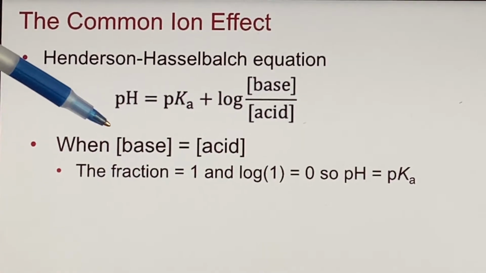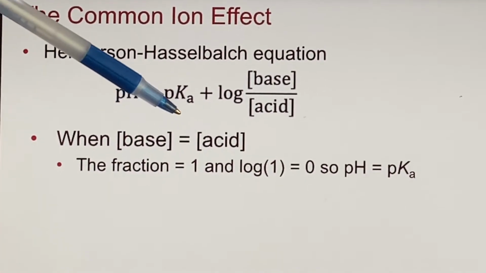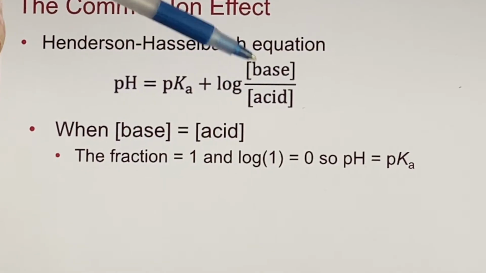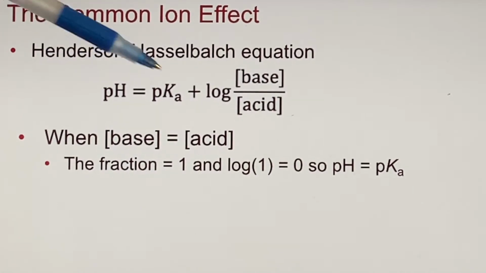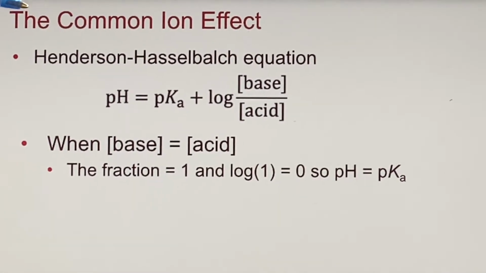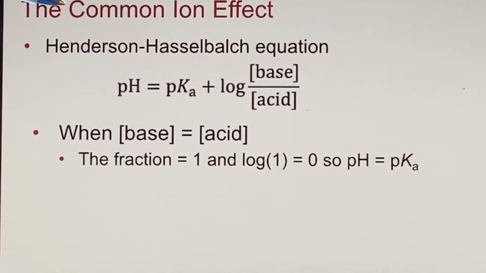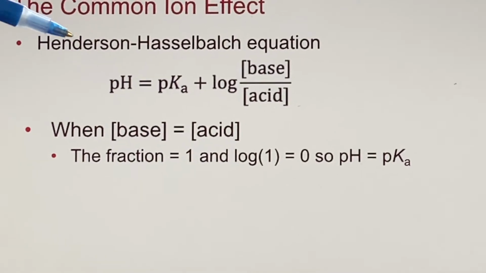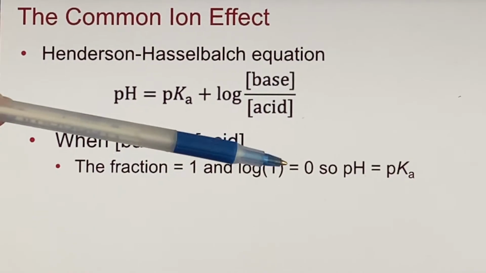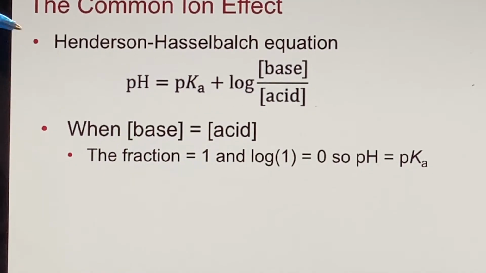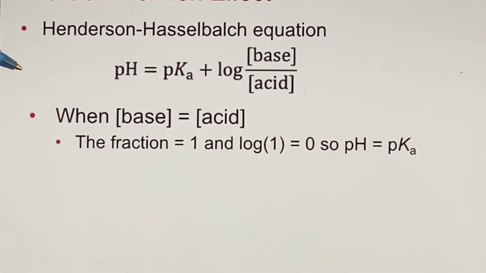When the concentration of the conjugate base is exactly equal to that of the acid, the fraction is just 1 and the logarithm of 1 is 0, so the pH is exactly equal to the pKa. We will do something a little later that shows the derivation of that and why this actually works, but right now we're just going over what's going on.